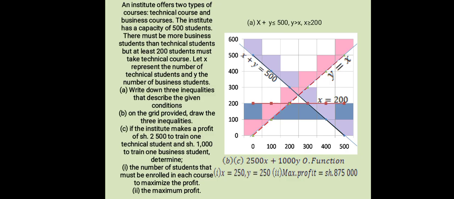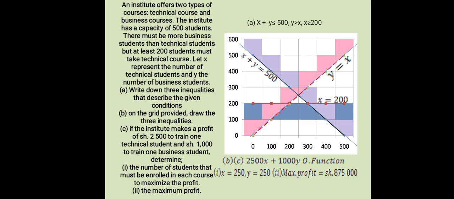An institute offers two types of courses, technical course and business course. The institute has a capacity of 500 students. There must be more business students than technical students, but at least 200 students must take technical course. Let X represent the number of technical students and Y the number of business students.